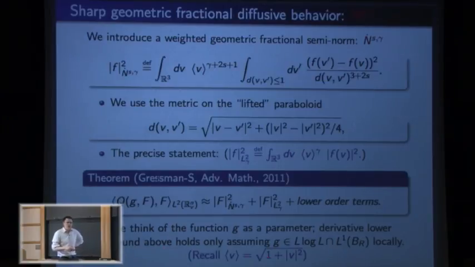And you can do this, and now I make precise the question about what G is. You can do this thinking of the function G as a parameter that appears in the constants, and you can do this assuming only that G is in L log L intersect L1 on a ball of radius R centered at 0.